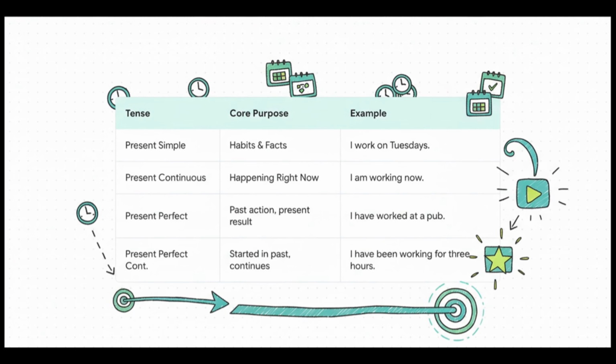Okay, so check this out. This is our first neighborhood on the map. The simple tense, that's for your habits and for facts. The continuous tense is for what's happening right this second. The perfect tense is for something in the past to the present. And that last one, the perfect continuous, really just emphasizes how long an action has been going on.